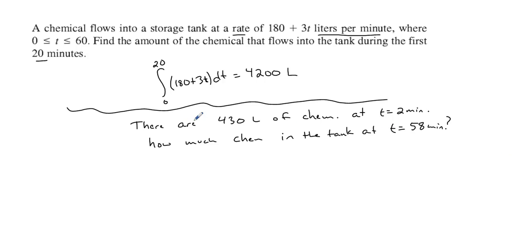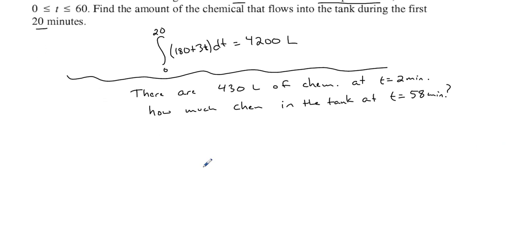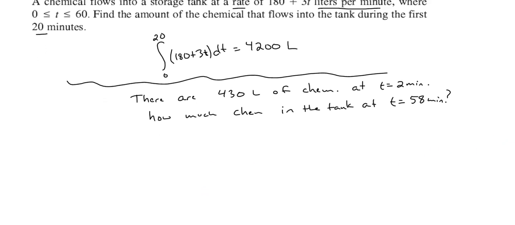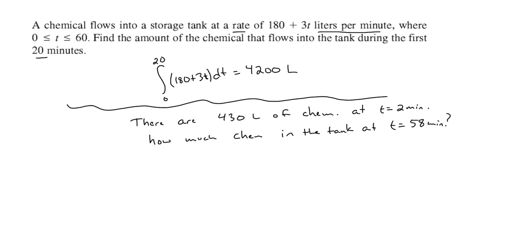Suppose the initial quantity at t = 2 was 430, and we want to figure out how much is in there at 58. Well, how do we set that up? This is where that net change idea comes into place.